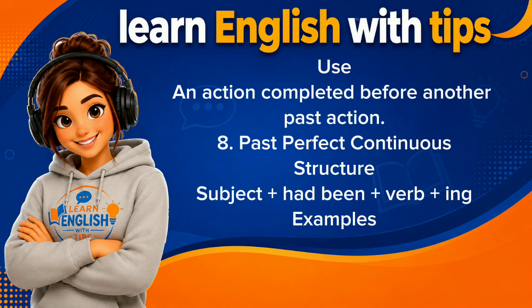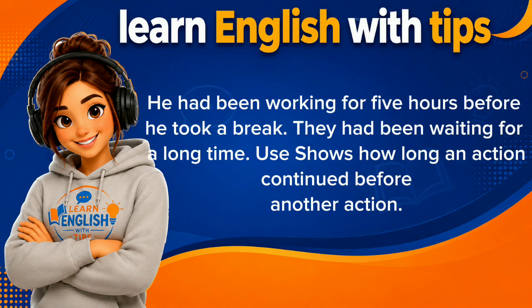8. Past perfect continuous. Structure: subject plus had been plus verb plus ing. Examples: He had been working for 5 hours before he took a break. They had been waiting for a long time. Use: shows duration before a future point.